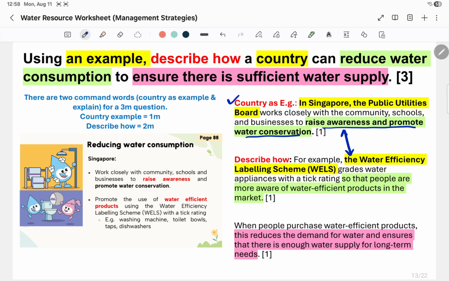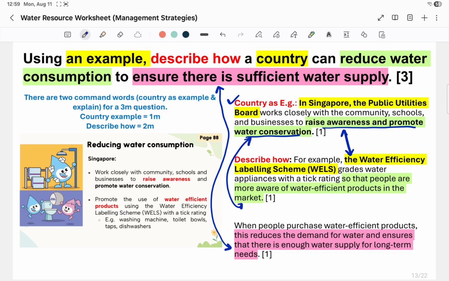And how this does to raise awareness and promote water conservation is that people who purchase these items, right, they realize that it's more water efficient if it has a higher rating. It has more ticks means that it saves more water, it's more water efficient. So explain how this links to sufficient water supply. So when more people purchase these water efficient products, they pay a bit more to buy products that are more water efficient. It uses less water in the long term. This helps to reduce the demand for water and ensures that there is a long-term supply for water.